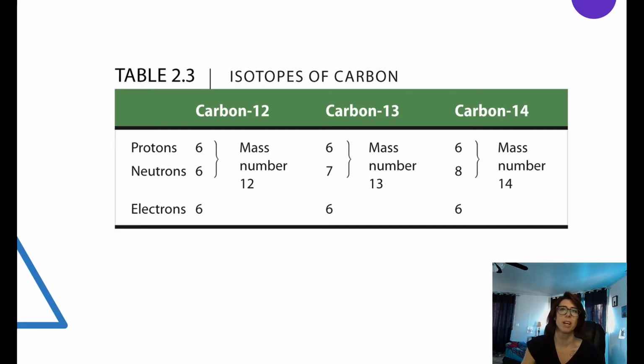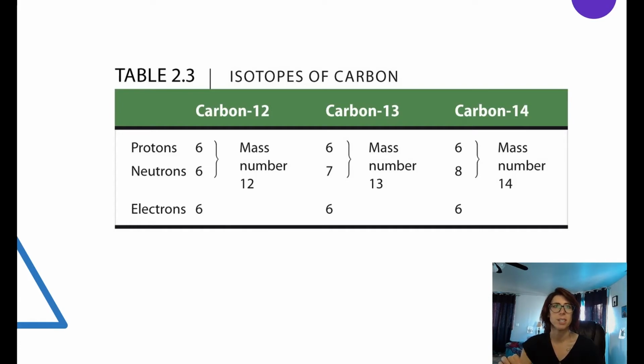And just to clarify, carbon always has 6 protons, right? That's what makes it carbon. So if it had a different number of protons, it wouldn't be carbon anymore, it'd be something else. So the atomic number is always 6 for carbon. 6 protons attract 6 electrons, so carbon will always tend towards 6 electrons as well.